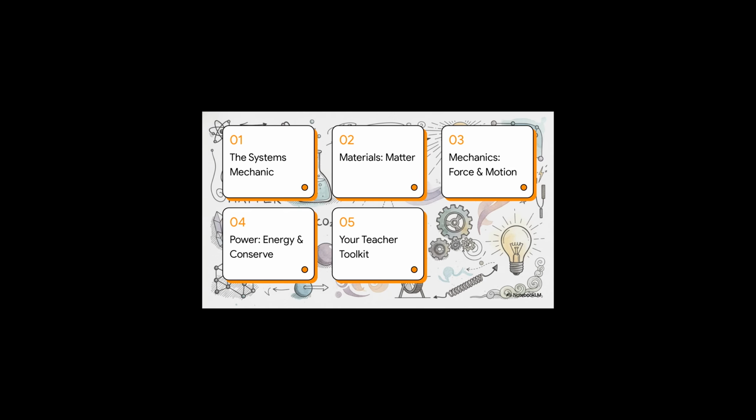So, here's our game plan. First, we're going to solidify that systems mechanic mindset. Then we'll get our hands dirty and inspect the 3 core components of our system. The materials, which is all about matter, the mechanics, which covers force and motion, and the power, which is, you guessed it, energy. And to wrap it all up, we'll assemble your very own teacher tool.